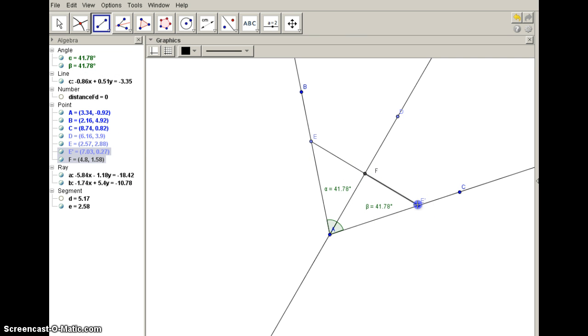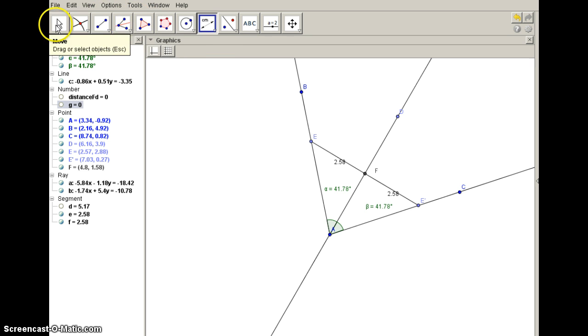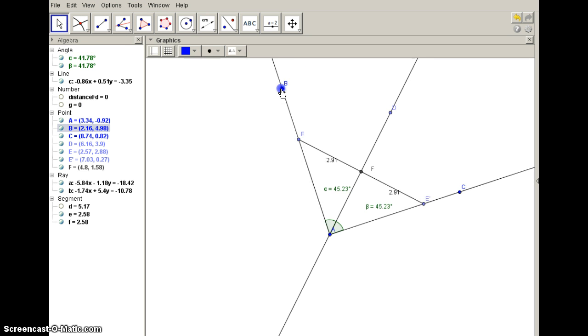From F to E. What I like is, with the algebra showing here, it shows me the actual length of E to F, right? And E prime to F. And you can see, let's try this again now. We're going to do the distance of just that segment. It's 2.58. And do the distance of just this segment. It's also 2.58. So now, what happens if I change all of this?